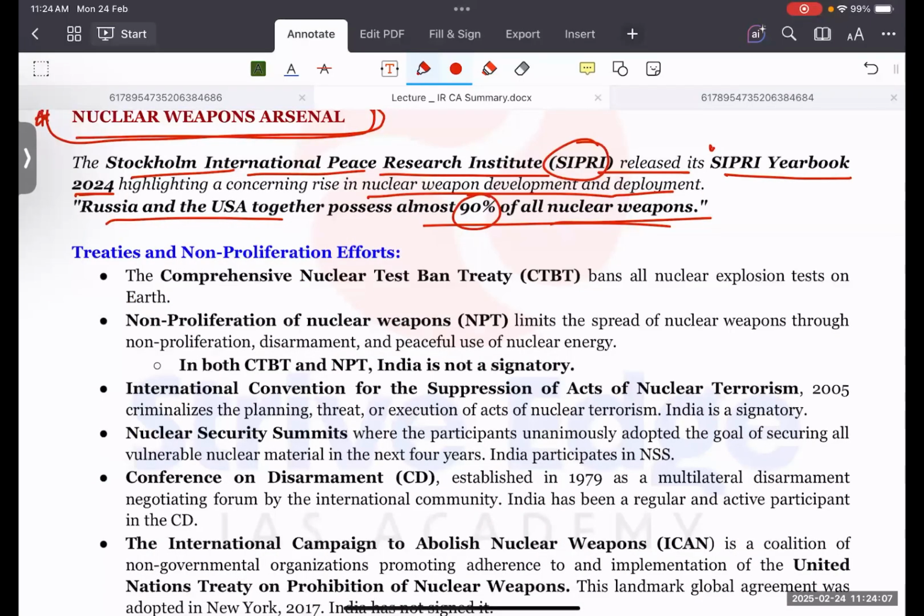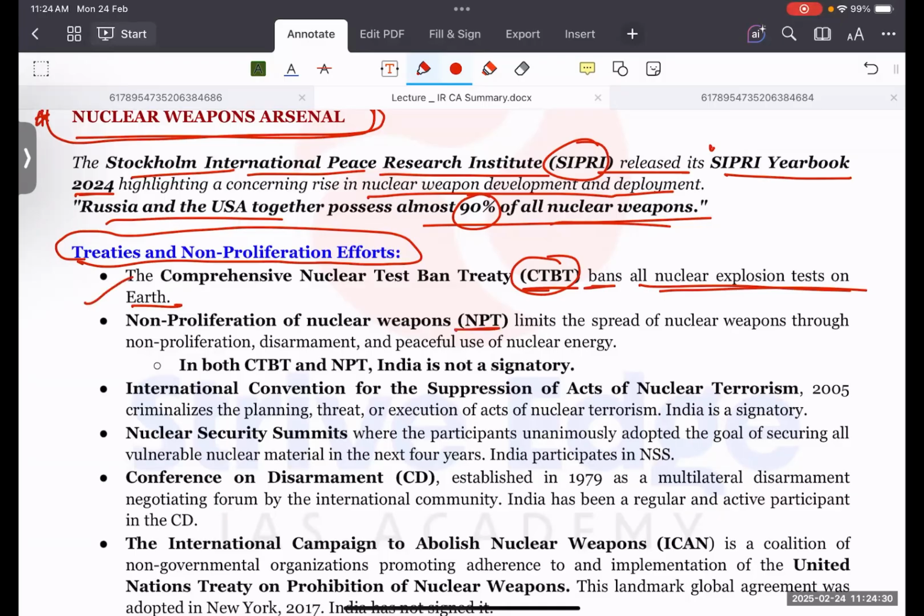The first important one is the CTBT. You might have heard about this one. That is the Comprehensive Nuclear Test Ban Treaty. This bans all nuclear explosion tests on the earth. So outrightly, the CTBT gives a ban for all nuclear explosion tests on the earth. And next, we have one more treaty, that is the NPT, the Treaty on the Non-Proliferation of Nuclear Weapons. So what is it saying?